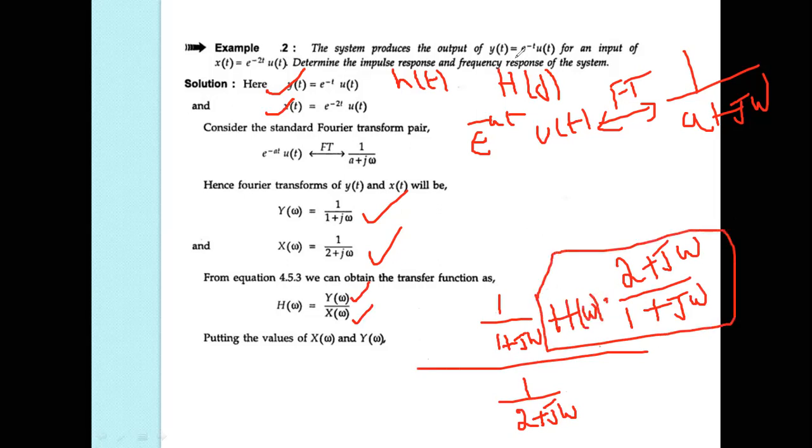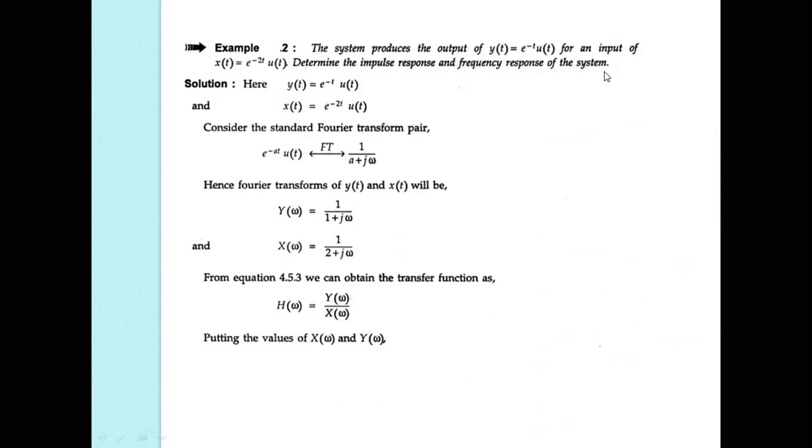Okay, my dear students, we got the frequency response. Now you can find h of t. h of t means the inverse Fourier transform of this function. So what is the inverse Fourier transform? You can split this into two parts. H of omega is equal to 2 plus j omega by 1 plus j omega. You can write it as two parts, no need for all these things. You write it as 2 by 1 plus j omega plus j omega by 1 plus j omega. It is somewhat difficult to write it directly into an inverse Fourier transform.